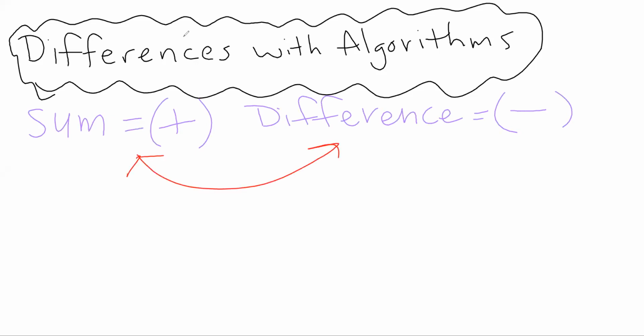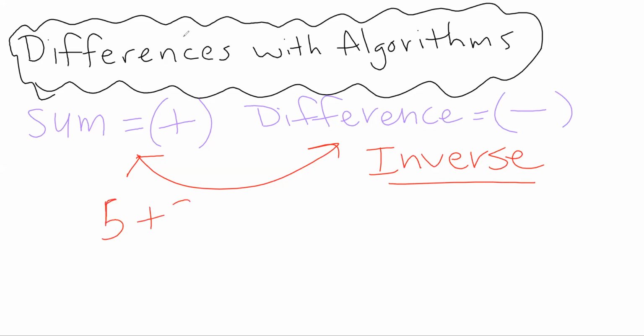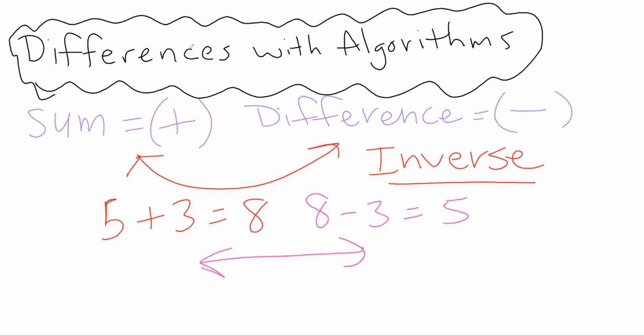We call that the inverse, right? The inverse operation. And if you just think about that real quick, that would be that same concept. Let's say we have 5 plus 3 equals 8, right? And if we took the inverse, that would mean that 8 minus 3 equals 5, right? It's this idea that things go back and forth.